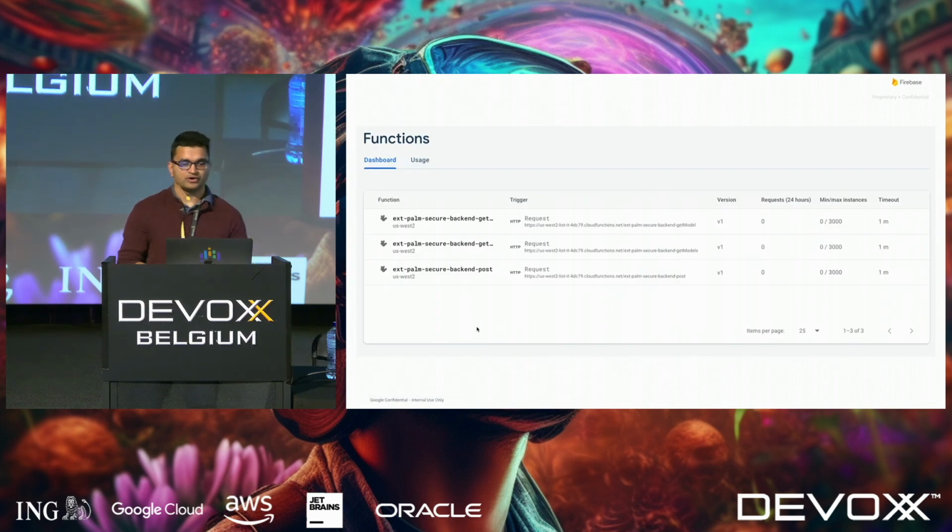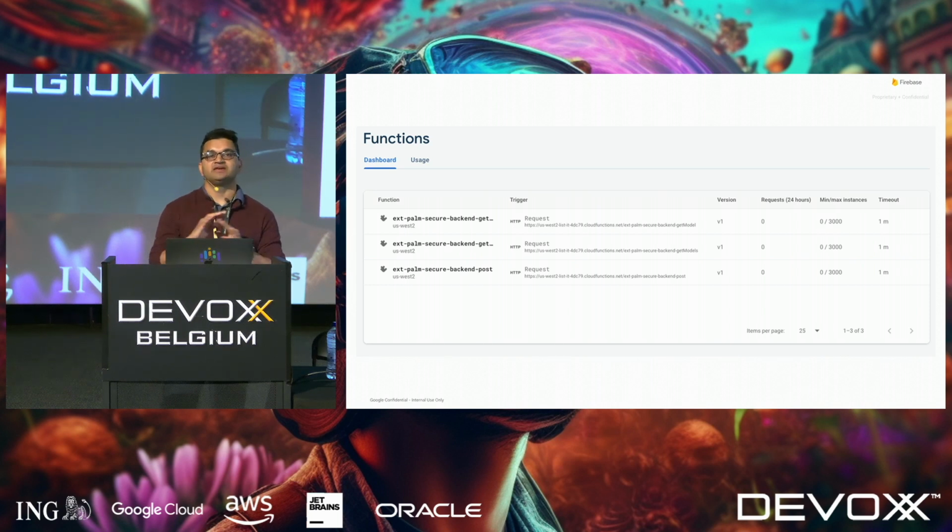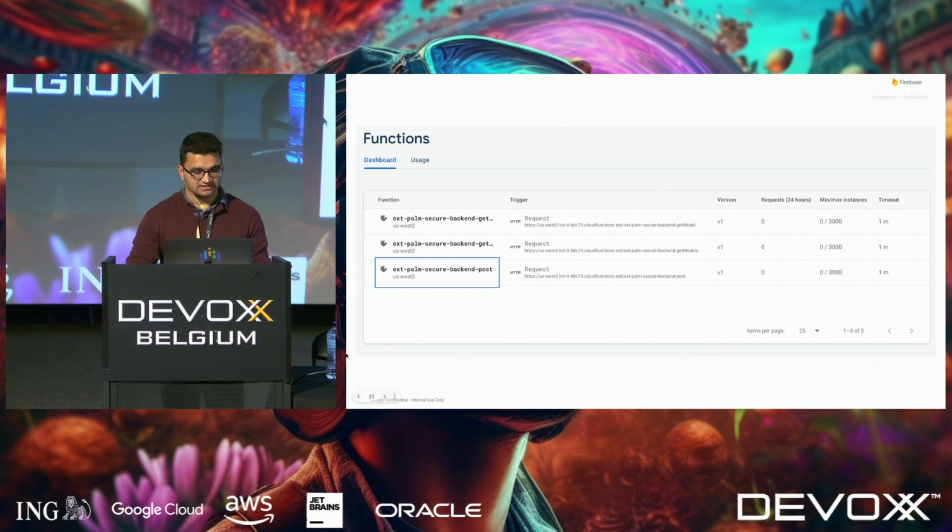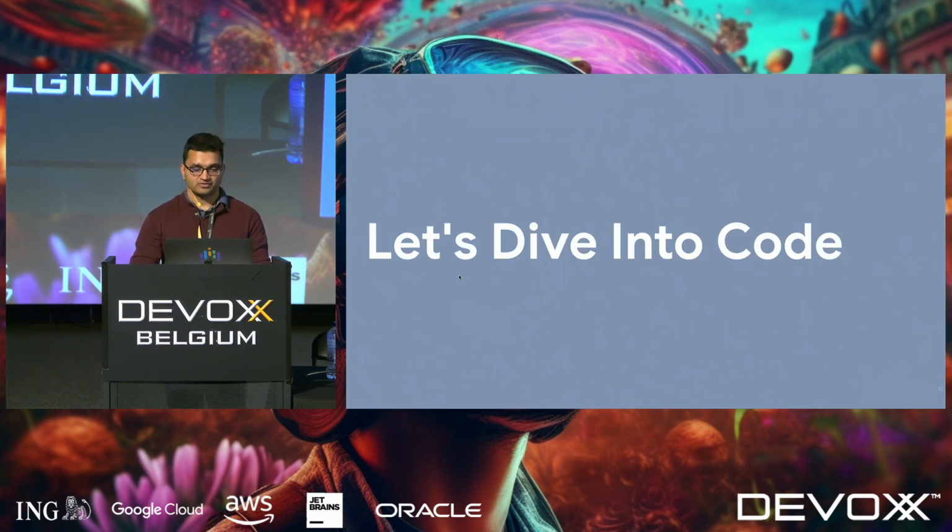Okay, so what you can see here is we have 3 functions deployed. Like I said, these are 3 functions that the extension deploys for us. At this point, I haven't written any code. I haven't configured manually anything on my computer, just a few clicks, and the function is ready to go. And you can see here that the ext palm secure backend is the function that we need. And let's now dive into the code.